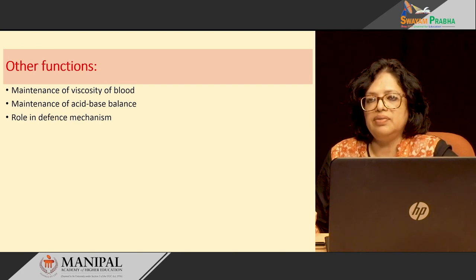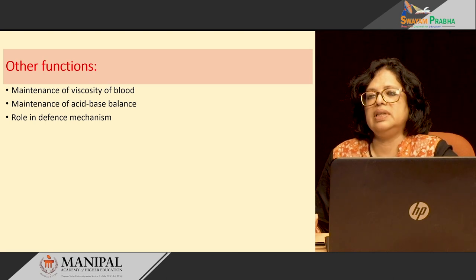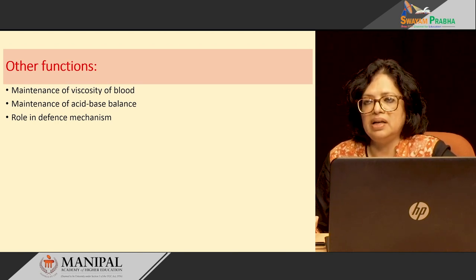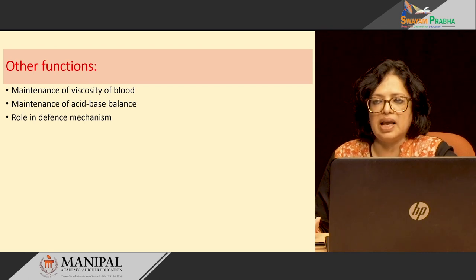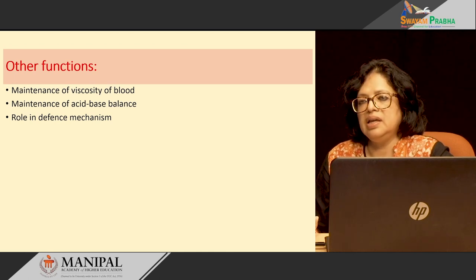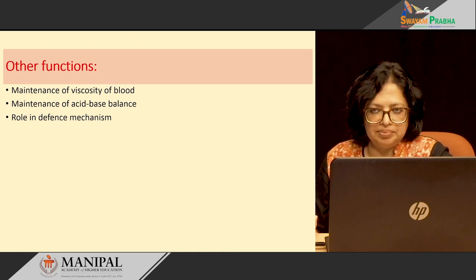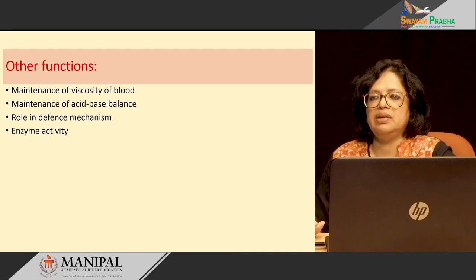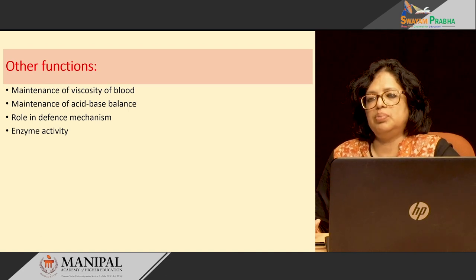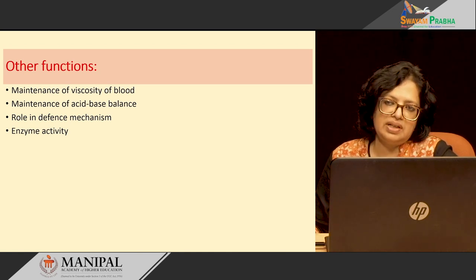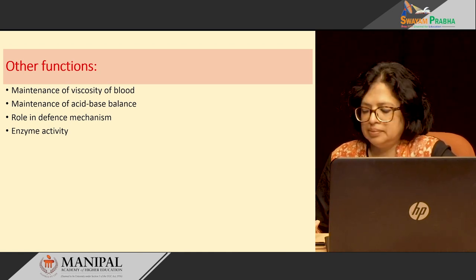They have a role in defense mechanism by virtue of the immunoglobulins working as protectors of the body. They are circulating in the blood, they are produced by plasma cells which are activated by antigens, and they neutralize the antigens that come in their way. Enzyme activity is widespread among many of the proteins. Most of the proteins are enzymes, whether they are found in the blood or intracellularly or wherever they are occurring.